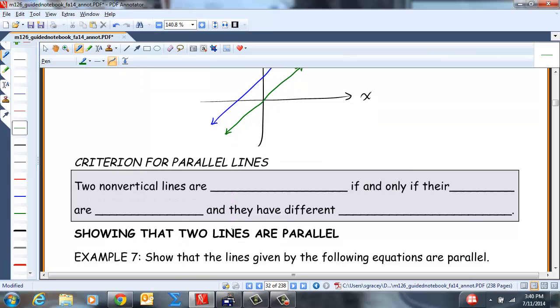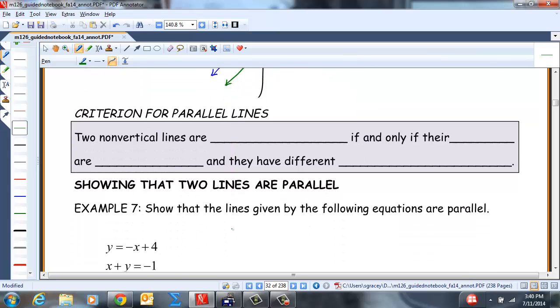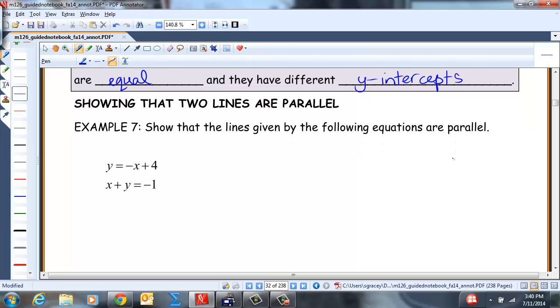So those are the criteria. Two non-vertical lines are parallel if and only if their slopes are equal and they have different y-intercepts. Okay, so show that the lines given by the following equations are parallel. So here, let's just identify the components. We already know which two things need to be present.